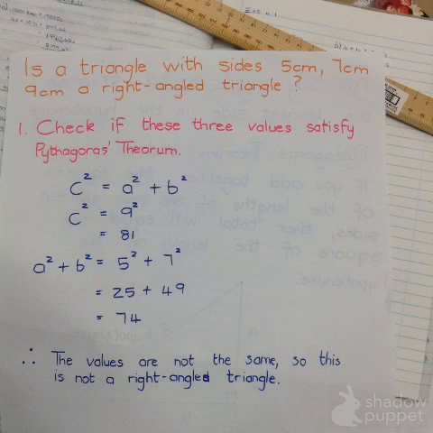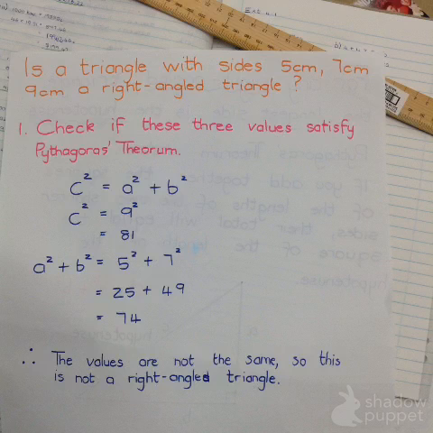All right, let's look at another one. Is a triangle with sides 5, 7, and 9 centimeters a right-angled triangle? So we go through it. We go, well, c squared is equal to a squared plus b squared. What is c squared? Right, our hypotenuse is 9, 9 times 9 gives us 81. A squared plus b squared. So our A is 5 centimeters, our B is 7.